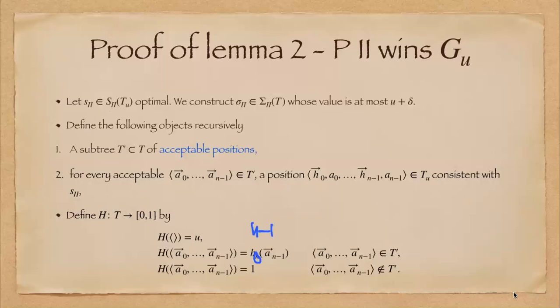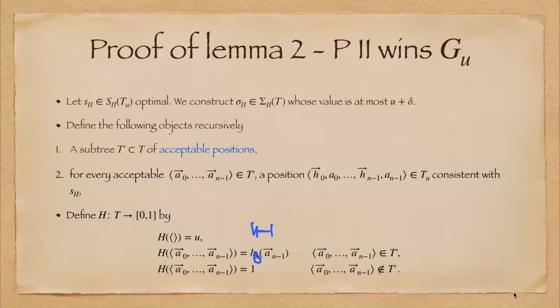So if I have an acceptable position in the Blackwell game, I can find a consistent position in the auxiliary game, and I use the hn minus 1 of that position to define the promise of that position. This is the promise of that position according to the consistent history. And if it's not in T prime, if it's not acceptable, so it's out of the game, you cannot get there in the auxiliary game, then I just give it 1. 1 is the worst thing for player 2. Player 2 is a minimizer, he doesn't want 1, so I just give it 1.